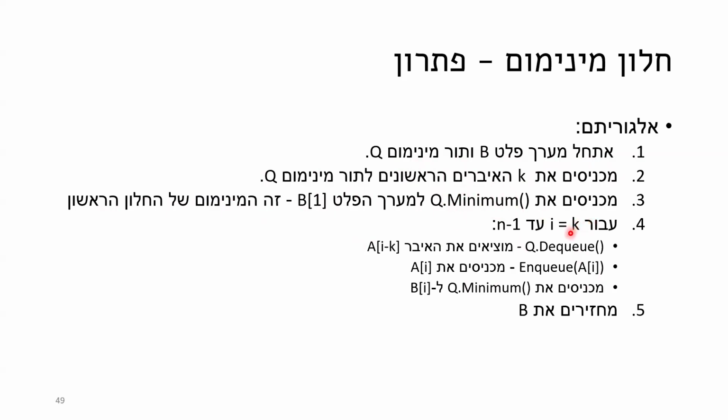And then for each i from k until n minus 1, we're going to DQ the element that we inserted first. So the element that needs to leave the window, we're going to take out the element i minus k. And then we're going to NQ the next element. We're going to insert a_i, and then we're going to find the minimum in O of 1 with our minimum Q and insert it into our output array in the proper place. Then we just return B.